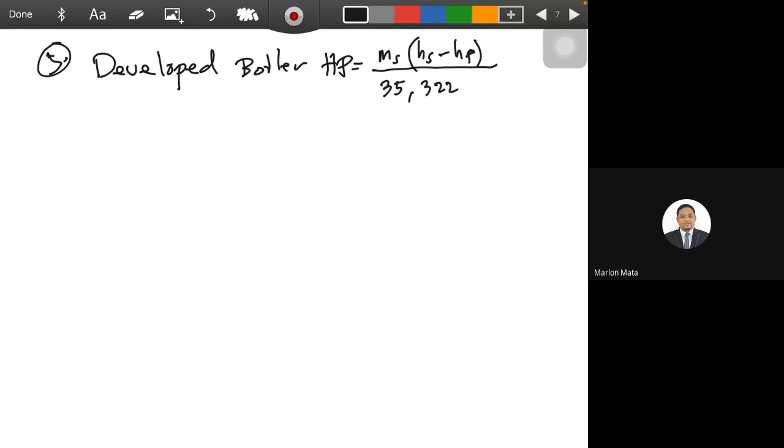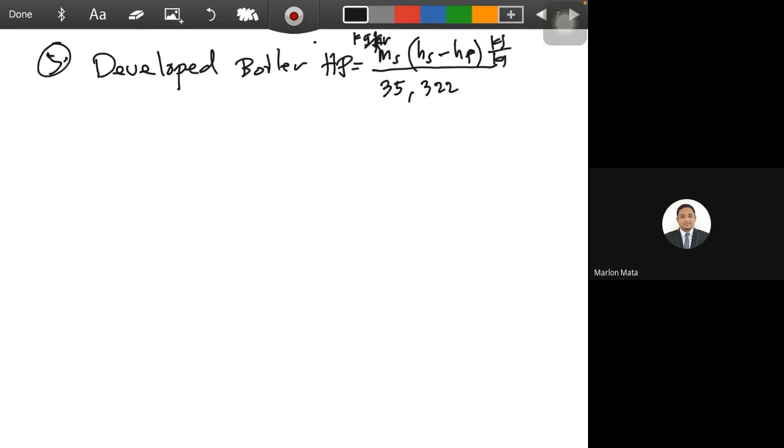So if we conduct a unit analysis on this, the mass of steam is in kilogram per hour, and the enthalpy is in kilojoules per kilogram.